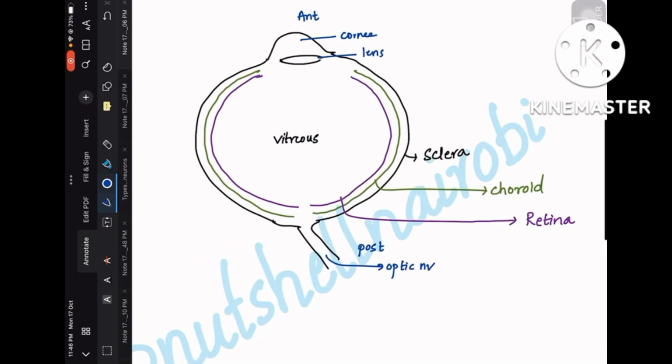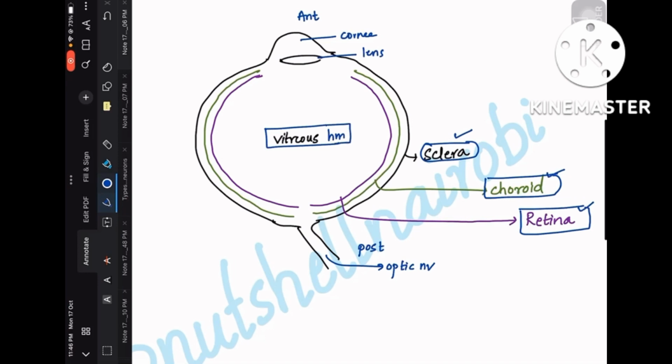So the outermost layer of the eye, which is the black one, is sclera, and the middle one is choroid, and the innermost layer is the retina, as all of us know. So see here, sclera, choroid and the retina. And here behind the lens you have this vitreous humor.